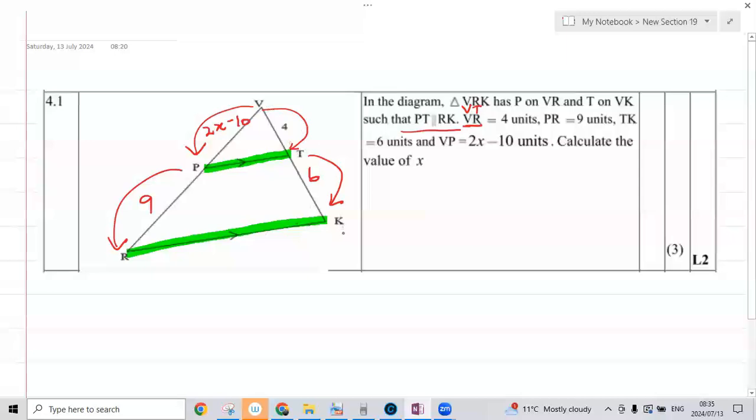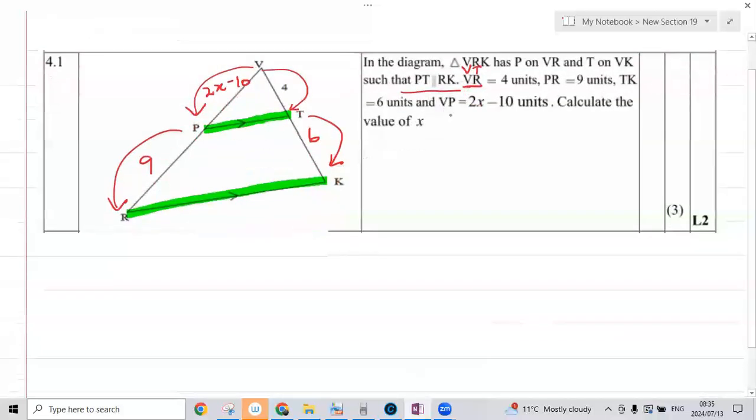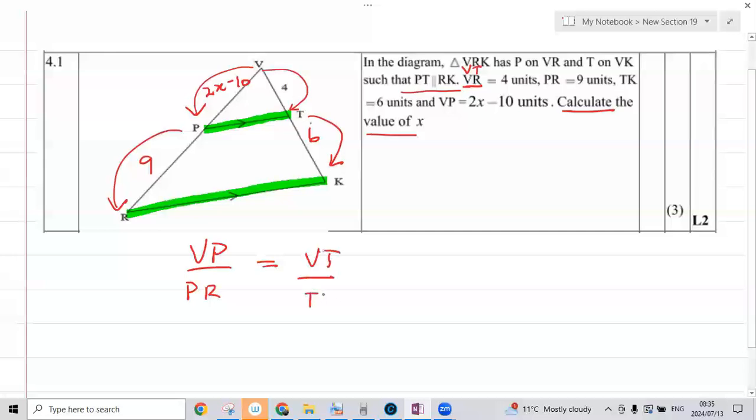That's the proportionality theorem. So how are we going to structure this? Watch very carefully. We're going to write out the following. What are they going to ask us here? The question here is: calculate the value of X. So let's write that down. We're going to write down our sides in proportion. So we're going to say VP over PR equals VT over TK. And we're going to write our reason, prop theorem, that's short.